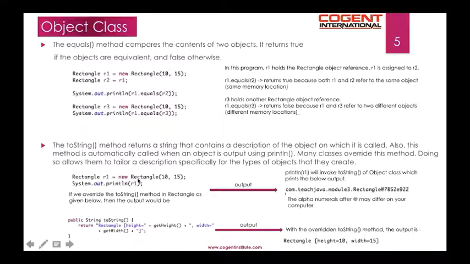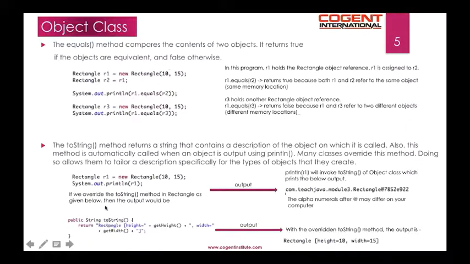In this case, we create an instance of Rectangle by calling the parameterized constructor and passing the length and breadth argument values, and assign it to r1 of type Rectangle. So when we print r1, the output is com.teachjava.module3.Rectangle@ followed by some numbers. This is basically the memory location of the Rectangle object. println of r1 will invoke the toString method of the Object class, which prints this output.